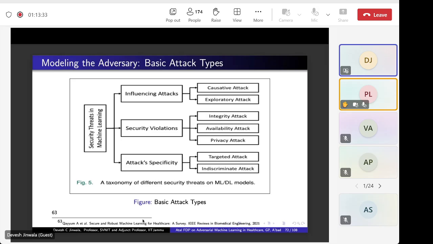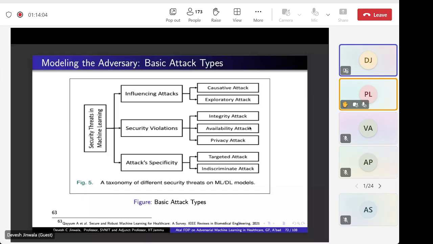I have not talked about security violation, but anybody from the security field would know what these attacks are. I am showing integrity attack. So an attack taking place on the data of an ML system, that is data integrity or entity authentication attack. Attack taking place on the availability of the system. So these are all security attributes. Or an attack taking place on the privacy of my system. So those are categorized as security violation.